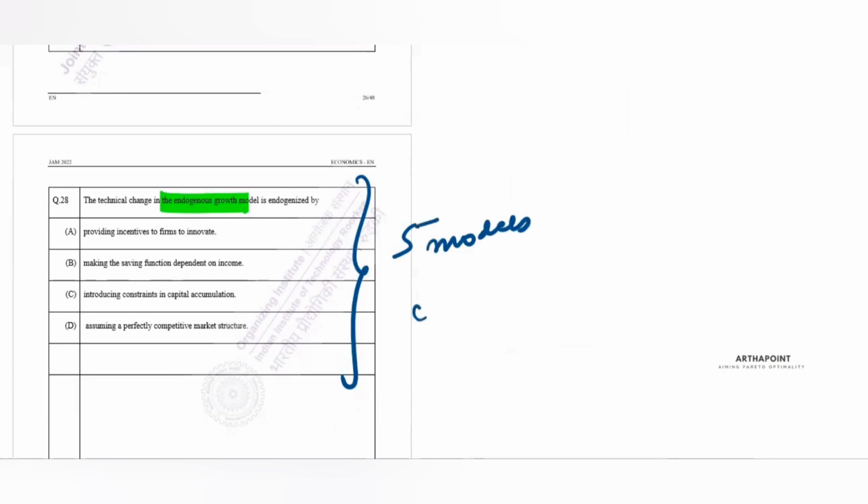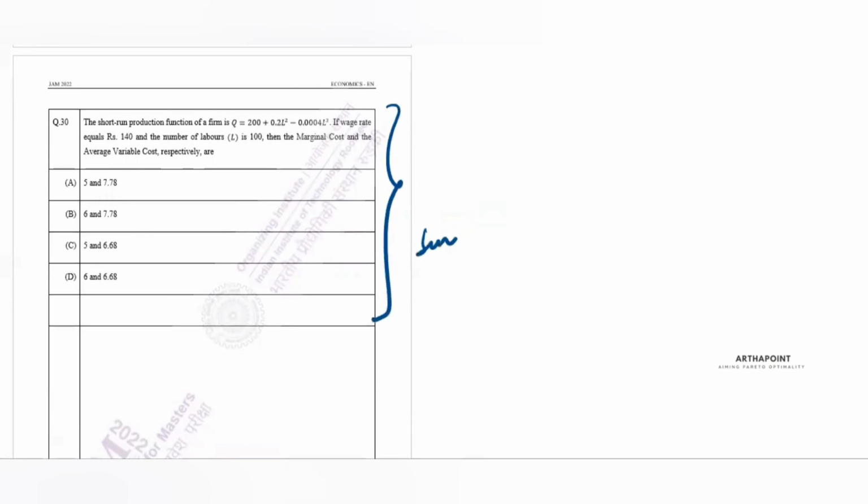Now, when we go ahead and talk about the endogenous model, we have done all the 5 models, right? So this was a very simple question. So easy question. Let's go ahead. Game theory, pretty simple question. In fact, the good part is we have done exactly the same 2 games in our lecture. So very, very simple. Then they are talking about the short run production function and they're asking you to find MC and AVC. Very simple question.